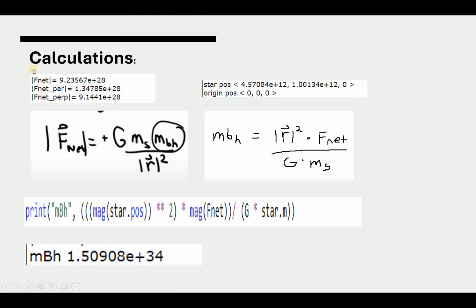So after calculations, this is what I got: F net parallel and F net perpendicular. This is our star position and origin position, which is also known as the black hole position. And then this is the gravitational force equation. I just isolated for the mass of the black hole, and then I just plugged and chugged. Since we know the black hole position is at the origin 0, 0, 0, I don't need to add it there since it won't affect the results. And this is going to be the mass of the black hole, which is 1.5 times 10 to the 34.